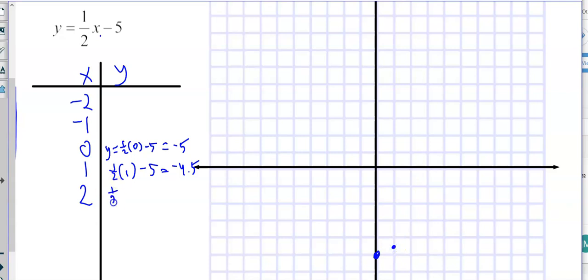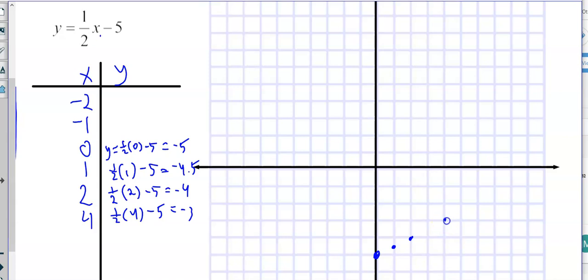Maybe it would have been easier to plug in even numbers. It looks like even numbers are easier. So half of 2 is 1. 1 minus 5 is -4. So 2 comma -4 is the ordered pair for that point. I'll plug in a couple more here. So 4, that would be half of 4, which is 2, minus 5 is -3. So that would be 4 comma -3.